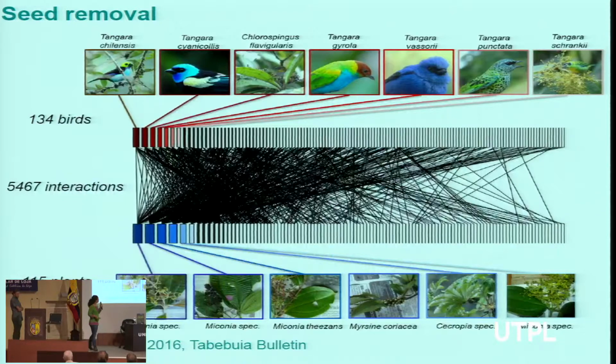In this graph, we can see the wonderful dispersal network made by Marta Quitián and collaborators in 2016, when they found, and it's amazing, that 134 birds were feeding on 115 plants. So we have a huge network of more than 5,000 interactions. As a result of this project, we note that plant abundance influenced frugivore abundance, which influenced plant removal.